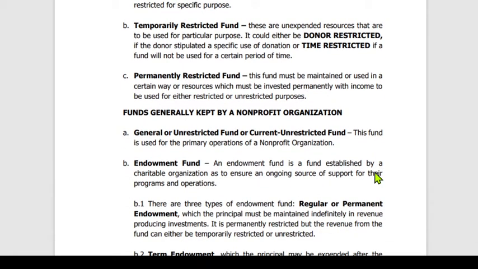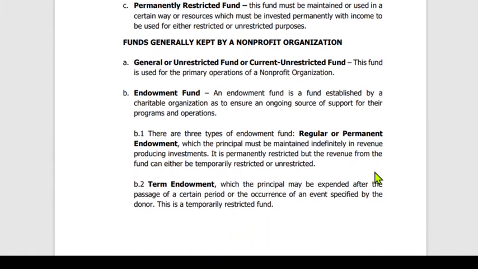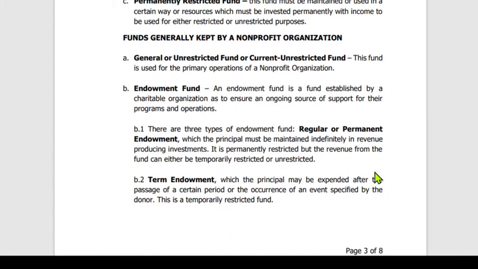So let us look at the funds used under the non-profit organizations, the general or unrestricted fund or current unrestricted fund. This fund is used for the primary operations of a non-profit organization. The endowment fund, ito yung tinutukoy ko kanina, the endowment fund is a fund established by a charitable organization as to ensure an ongoing source of support for their programs and operations. So may fund na kinreate for a specific purpose.